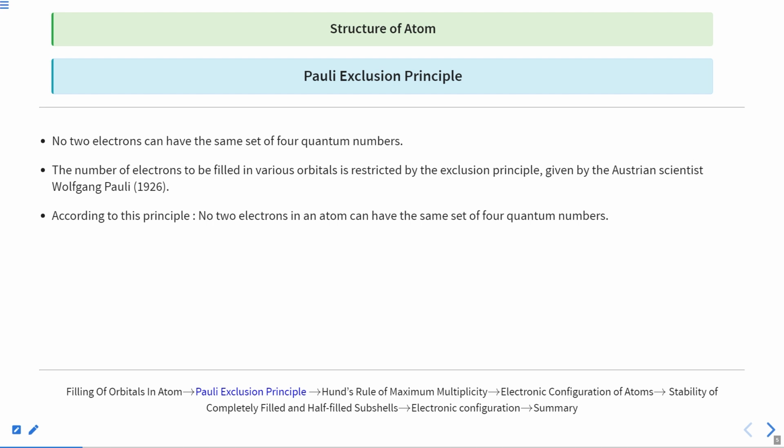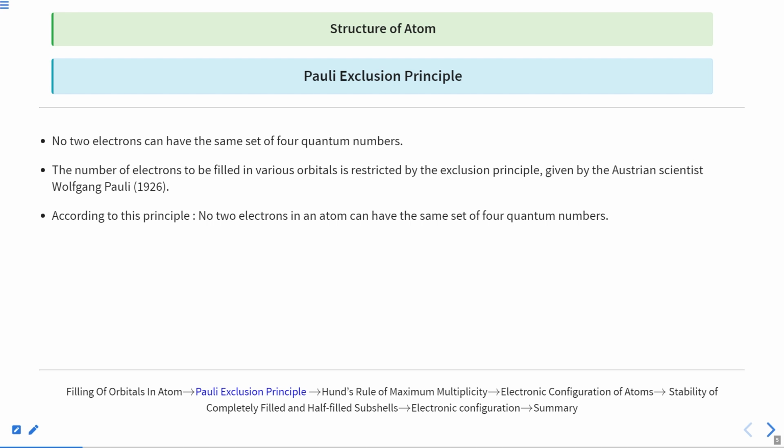So if all of these four values are the same, then it is wrongly written in some way. We cannot have the same values of all the quantum numbers, right? At least one of the values will be different. So this should be clear: one of the values should be different out of the four quantum numbers. Clear?